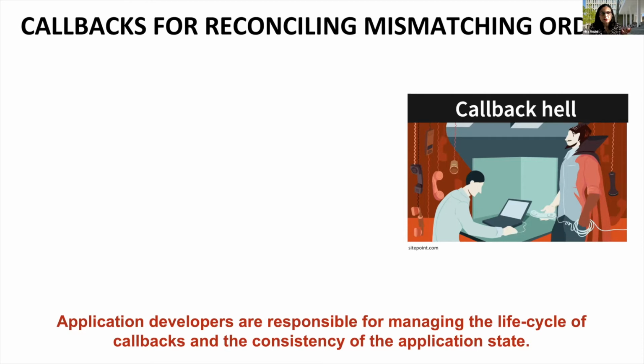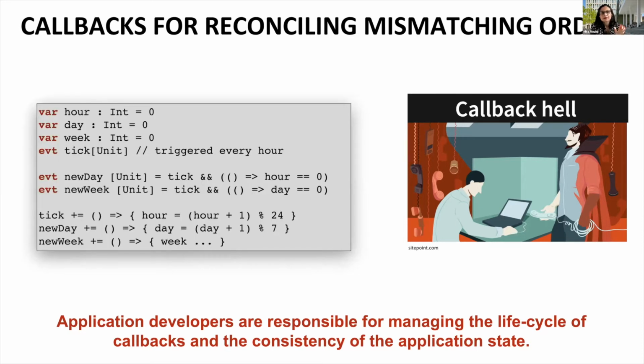To make this a little bit more tangible, let's look at this very simple piece of code. If we just look at the code, we see there are some variables defined here, like hour, day, and week, and there are some events declared. We are assuming this is a version of Scala that has first-class support for events like in C#. So we declare here an event tick, new day, new week, whereby tick is a simple event, triggered from the outside world. New day and new week are composed events, composed by every time a tick occurs and some condition holds. The same thing for new week.